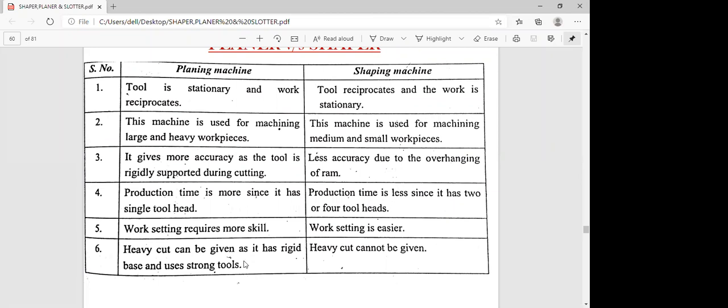So the production, ask your parents not to talk in between.